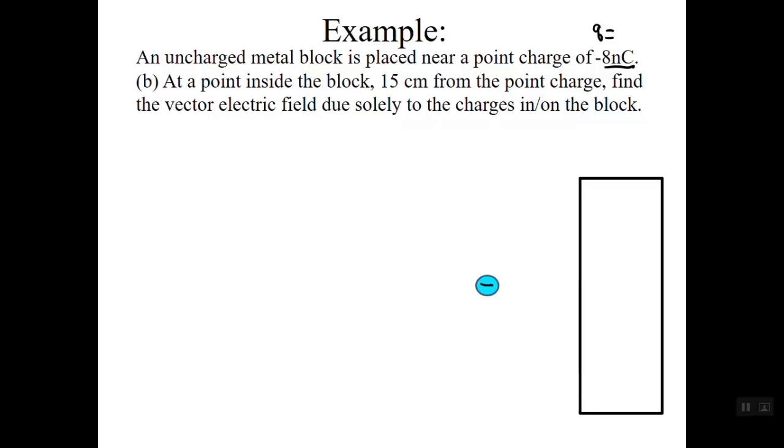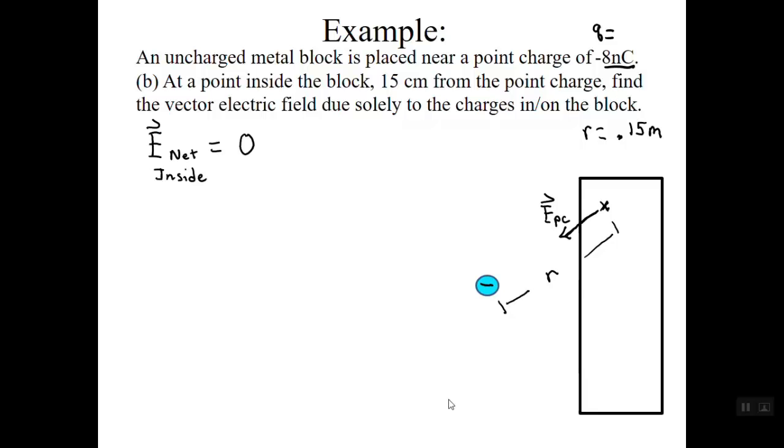At a point inside the block, 15 centimeters from the point charge, find the vector electric field due solely to the charges in or on the block. Let's consider the point marked with an X inside the block to be a point that is 15 centimeters away from the point charge. We've sketched in here the electric field due to the point charge pointing from the point inside the block toward the charge as we would expect for a negative point charge source.